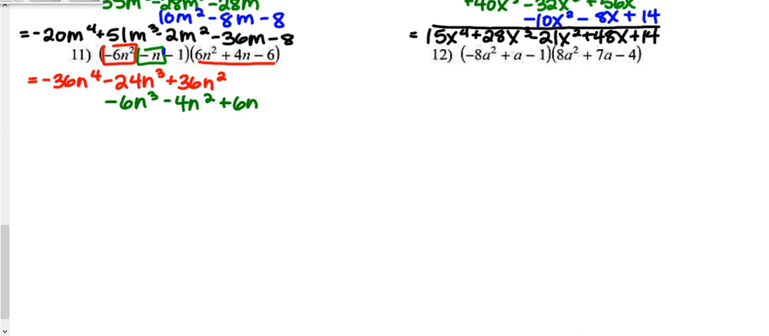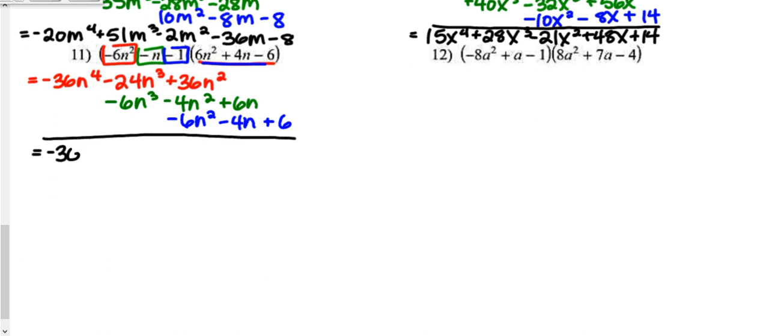And then I'm going to distribute this negative 1. So again, to all of that. So starting with negative 6n squared minus 4n plus 6. And let's tally it up. So that's negative 36n to the fourth. That would be minus 30n to the third plus 26n squared plus 2n plus 6.